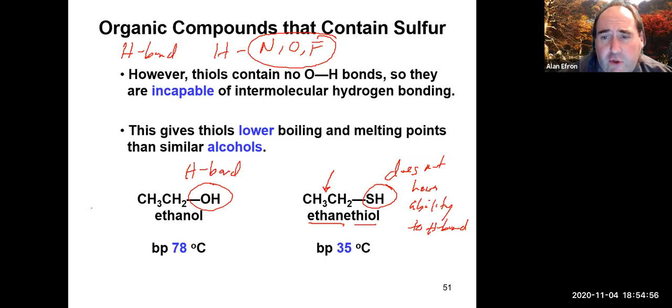And I think we will probably stop there for today. Any questions up to that point? And we'll finish this little bit about thiols next time and continue on with the rest of this chapter. Any questions on anything?